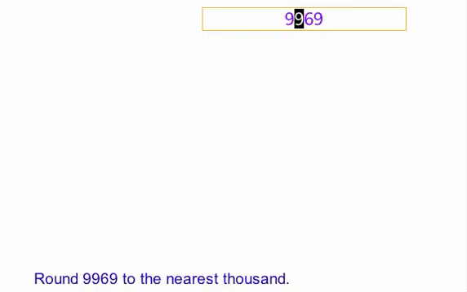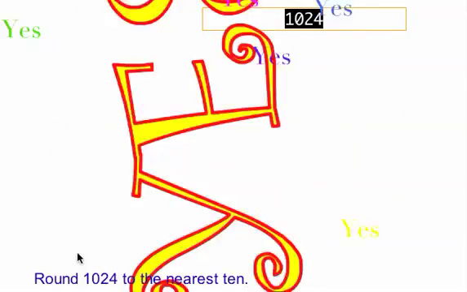And if it's 5 or higher, which it is, it's 9, we round up. So this 9 tells this 9 to become 10. Okay, so that becomes 10, and everything else after becomes zeros. So these three numbers become zeros. 0, 0, 0, like that. Okay, let's do the next one.